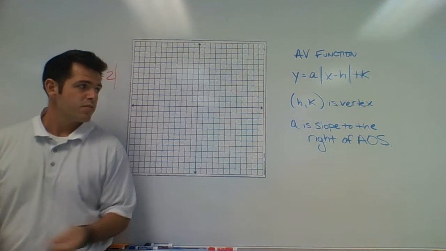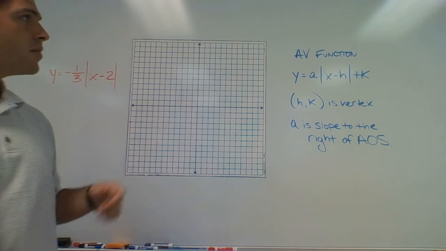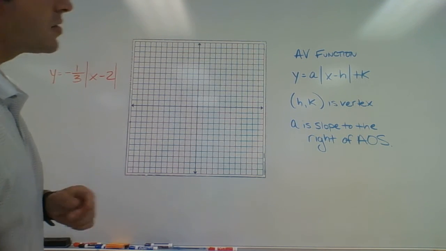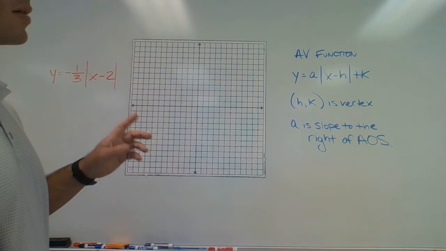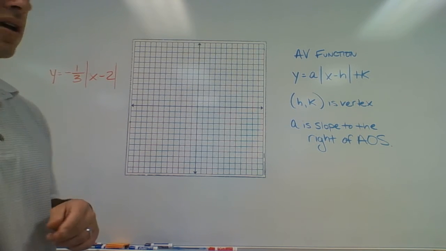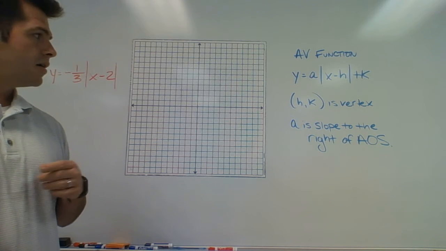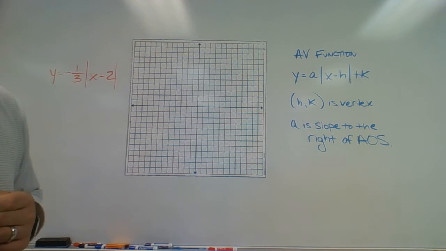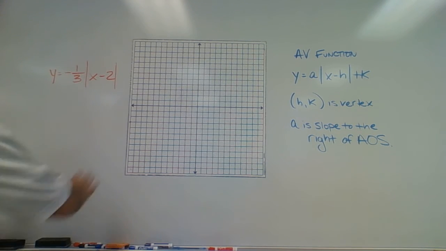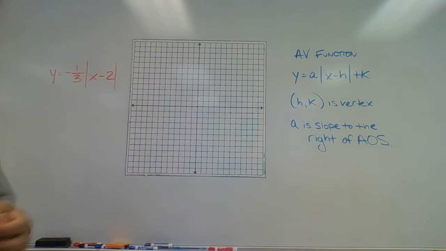We have some common information we've been referring to this whole time. You can see the general form for an absolute value function, as well as the fact that we know that h comma k is our vertex, and we definitely need to also check out a. A is the slope to the right of the axis of symmetry. For this problem right here, I have this function, which again should look slightly different than the first two for a couple of reasons.